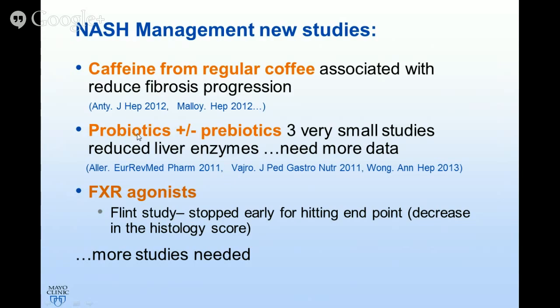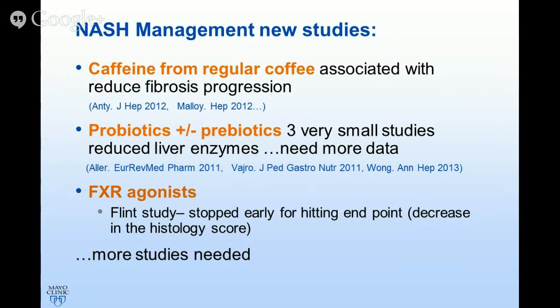Probiotics, now that's become very popular in a lot of different diseases. Probiotics and prebiotics. Prebiotics are things like fiber. There are very small studies that these might improve liver enzymes. Certainly this is going to get a lot more attention in the coming years, but there's no recommendation that anyone can truly make on probiotics with respect to NASH at this particular moment.